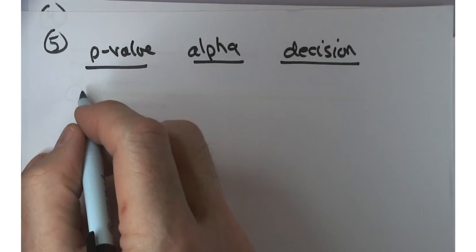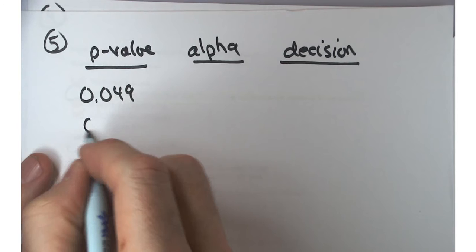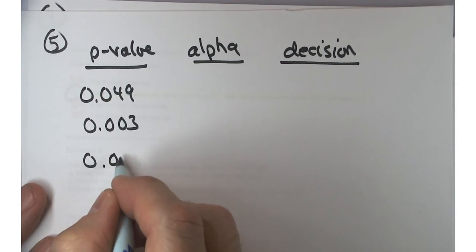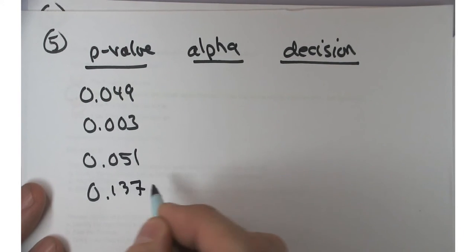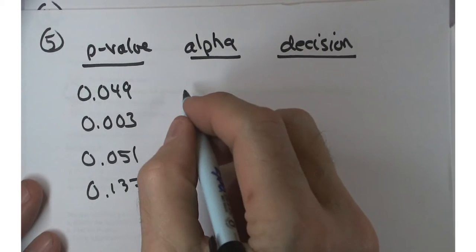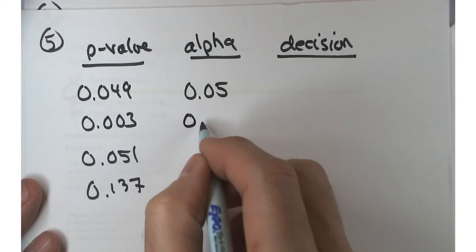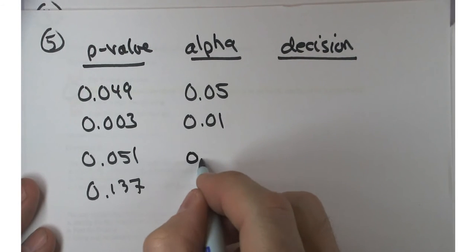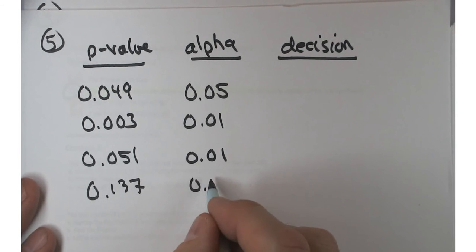So for our p-values, let's look at 0.049, 0.003, 0.051, and 0.137, and look at corresponding values of alpha. So alpha 0.05, that's a very typical value. Alpha 0.01, that's another common value for alpha. Let's stick with 0.01, and we'll go back to 0.05 here.